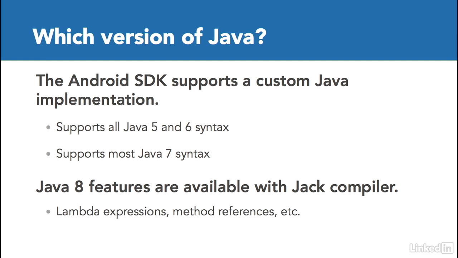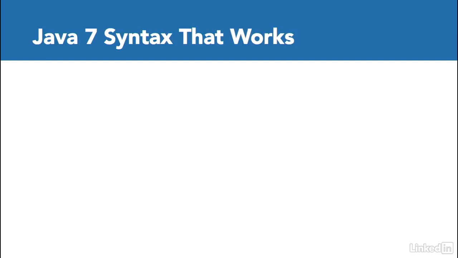But that doesn't mean everything in Java 7 and Java 8 is available to you. For example, not all Java APIs are implemented in the Android SDK. To find out whether a particular API is available, look at the Android documentation. Here's a listing of some Java syntax that works and doesn't work.